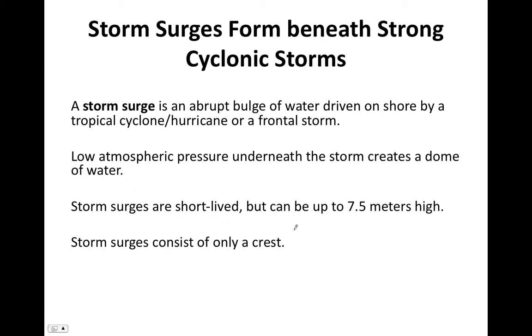A storm surge is a type of wave. It only has a crest, and a storm surge is a bulge of water that's driven onshore by a tropical cyclone or hurricane, or also by a frontal cyclone. Low atmospheric pressure underneath the storm sucks water up and creates a dome of water, as well as the wind piling water up in front of the storm.